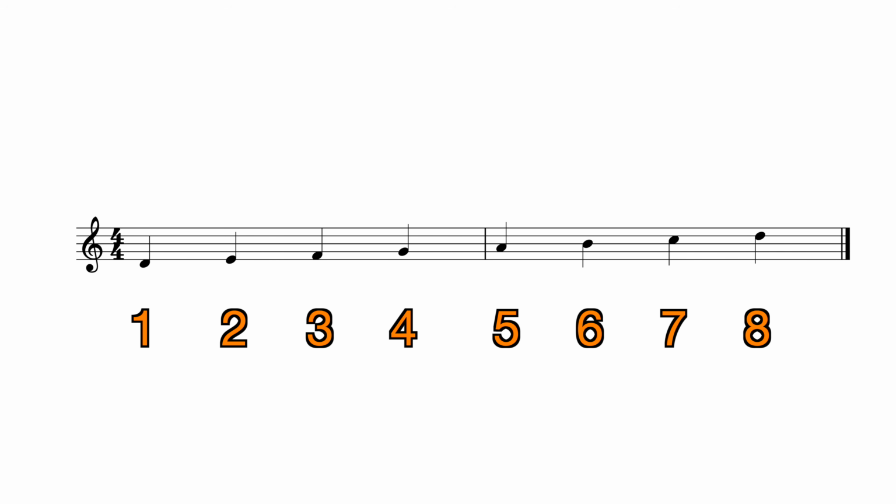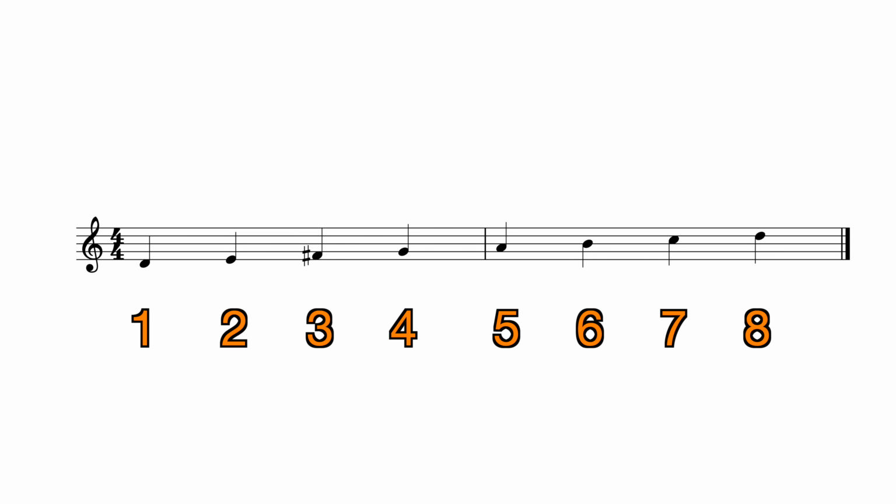Let's start at the beginning because we can't change the D. Is D to E a whole tone? Yes it is. Is E to F a whole tone? No. So we put a sharp in front of the F, now it's a whole tone. F sharp to G, is this a whole tone? No, it's a semitone, but because this is scale degree 3 to 4, it should be a semitone, so it's right. G to A is a whole tone, A to B as well.